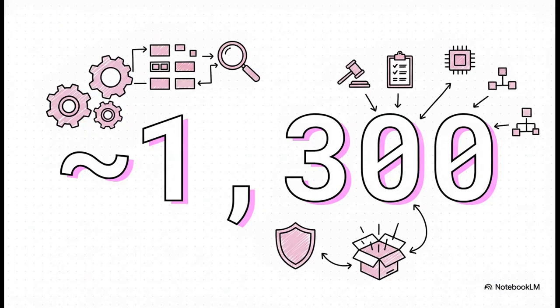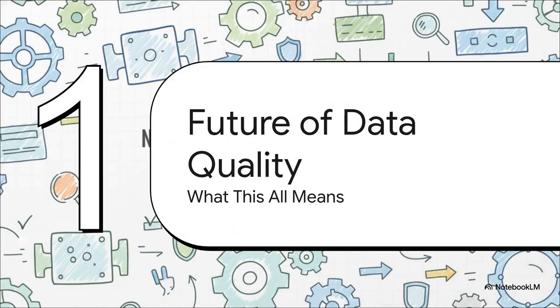So how many rules are we talking about here? How many can this auto generation create? Get this, almost 1,300 new custom rules just from the existing CDISC specializations. That is an incredible amount of built-in intelligence that you get right out of the box. So let's zoom out. What does all of this really mean? How does shifting from a black box to a completely transparent engine actually change the future of data quality?